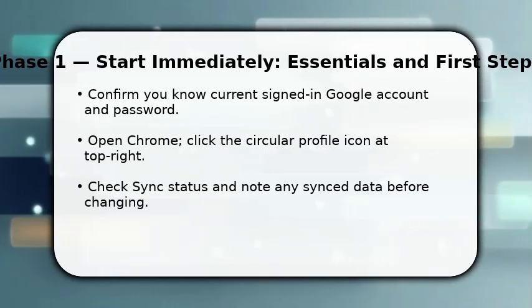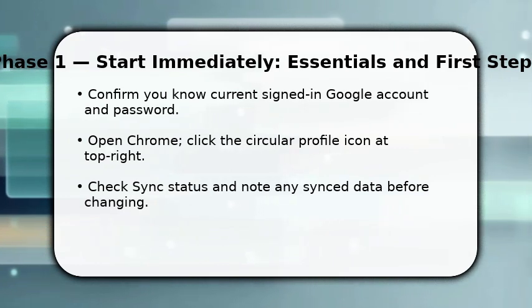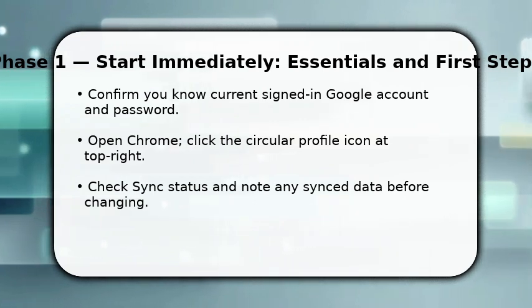You're starting with 3 quick checks. Confirm the Google account and password you plan to replace, open Chrome, and click the circular profile icon in the top right. Once done, look at sync status so you don't lose bookmarks or passwords. Make sure you understand whether data is tied to the current profile.